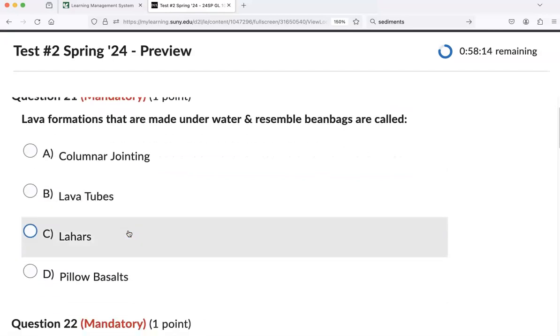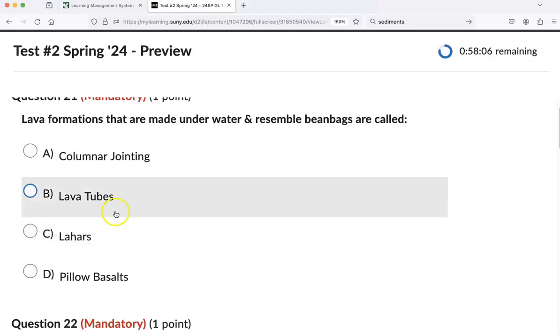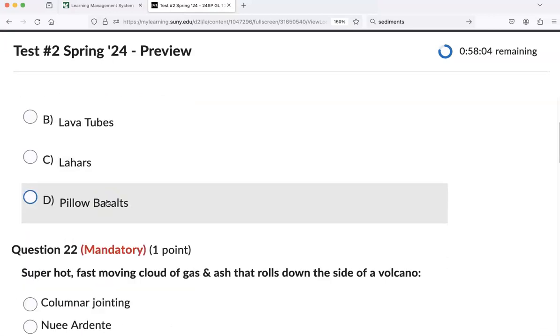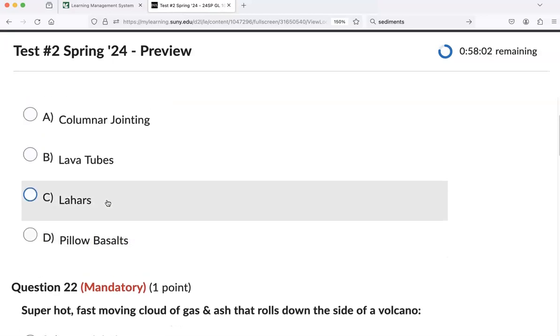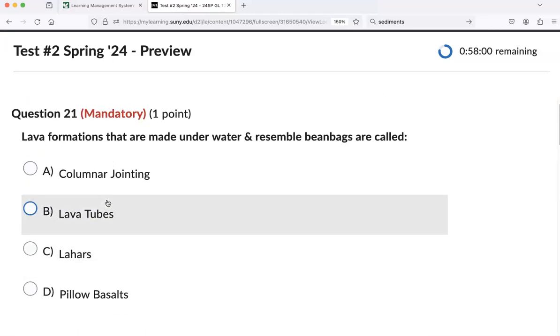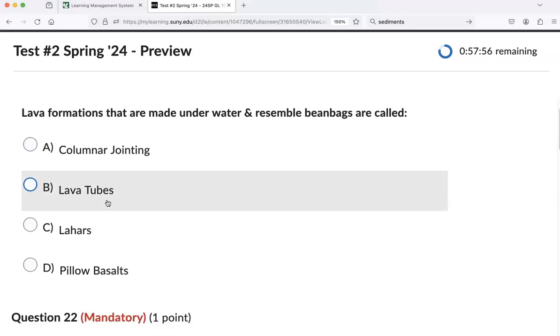Lava formations made underwater resembling beanbags. D or B? D. See? That's why we don't say letters. Yes, pillow basalts. Lava tubes are made underwater, but they're more like straws than pillows, or beanbags in this case.